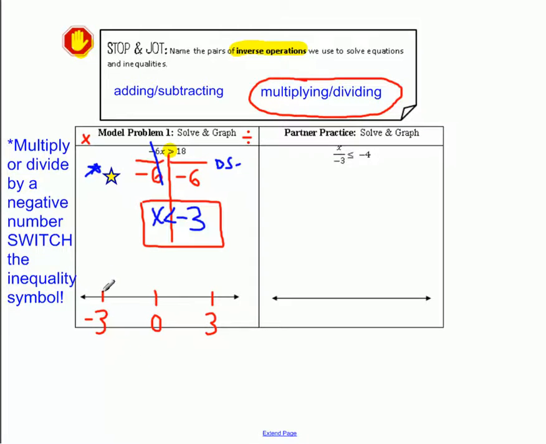All right. So Michelle, if you're there, are you going to tell me what kind of dot to draw? An open dot or a closed dot on negative 3?